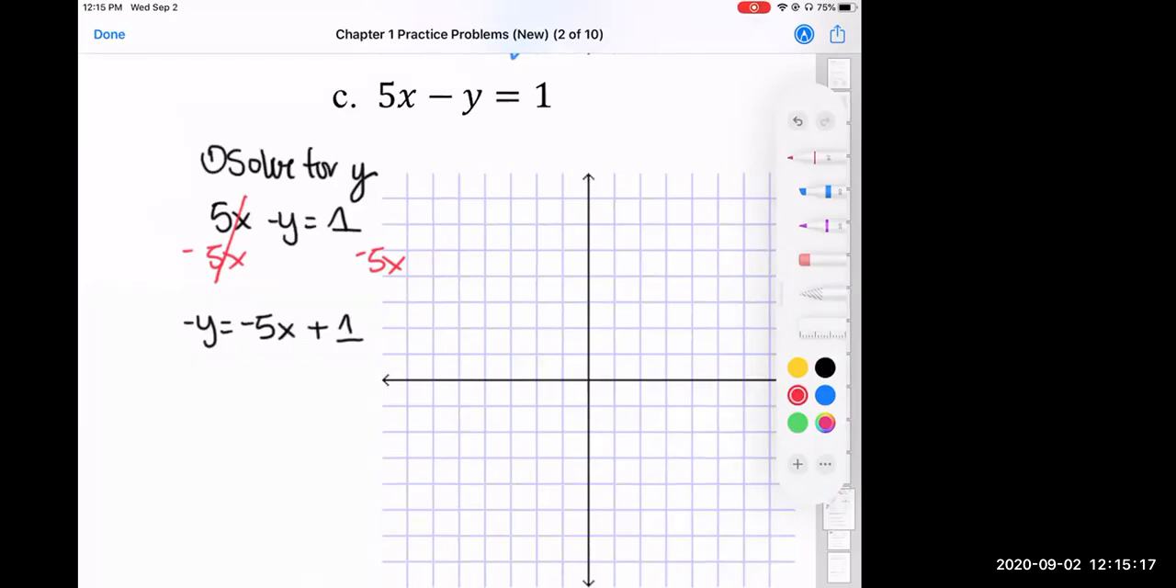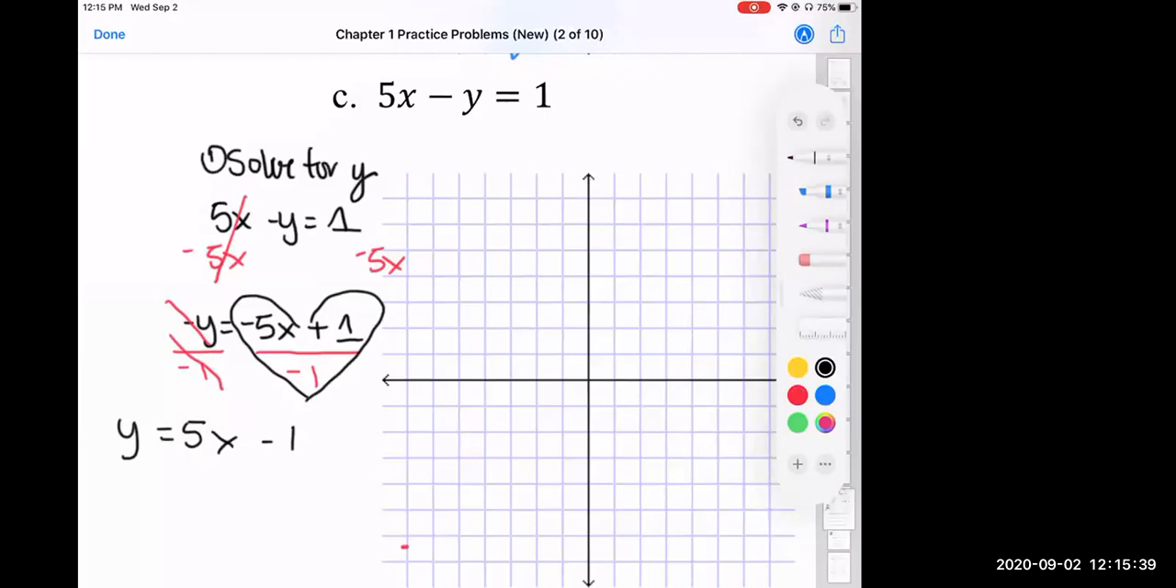Okay, last bit. To get y by itself, let's divide by a -1 on both sides. So that makes my negative, divide to make 1. And we're left with y is equal to 5 divided by 5 is positive, so 5x. And -1 divided by 1, we get -1. And yes, I drew a heart, so you know that your denominator applies to everything in the numerator. In this case, it's 2 terms. Okay, we have our graph.